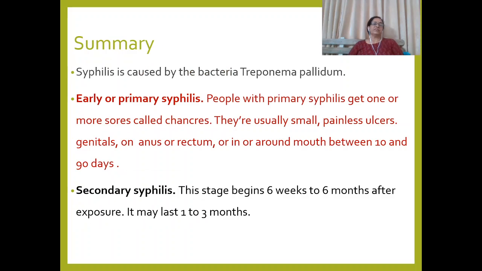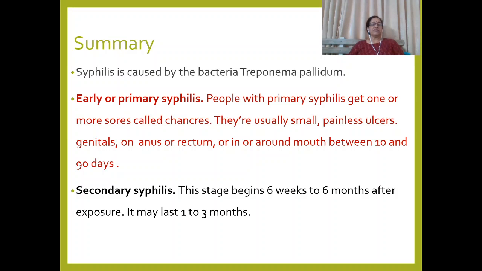So here we can summarize this disease: syphilis is caused by the bacterium Treponema pallidum. This is a spirochete. Early or primary syphilis is mainly responsible for formation of a chancre, which is a small painless ulcer present on the genitals, sometimes present on the anus or in the rectum. It may be present around the mouth between 10 to 90 days of entry into the body.